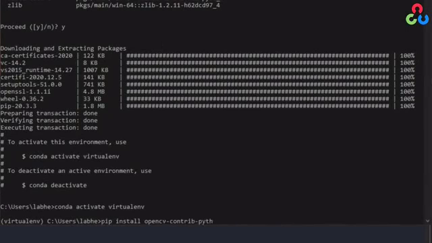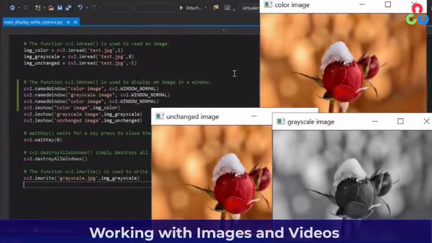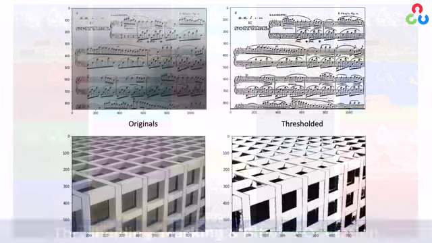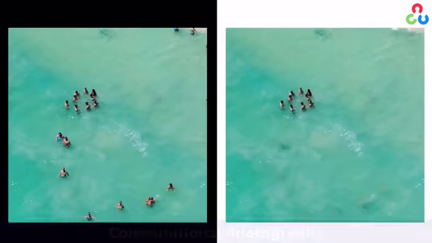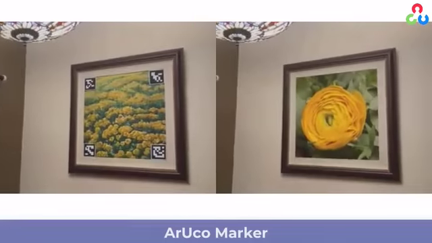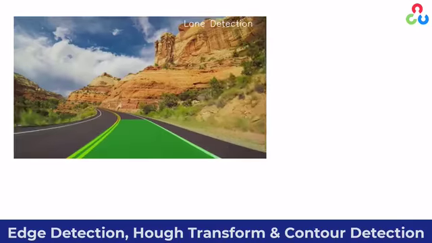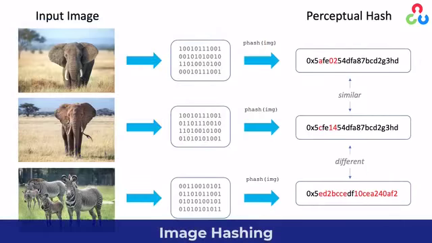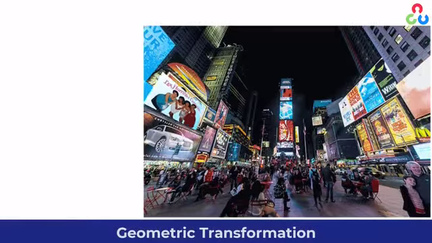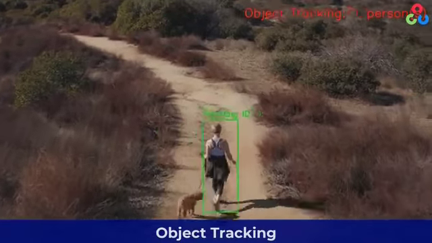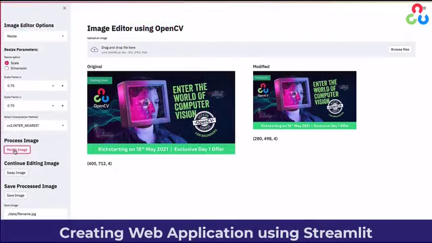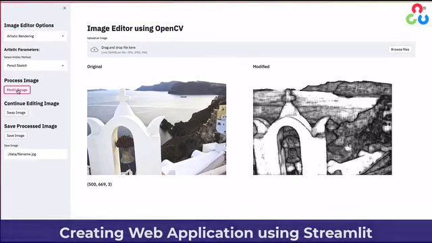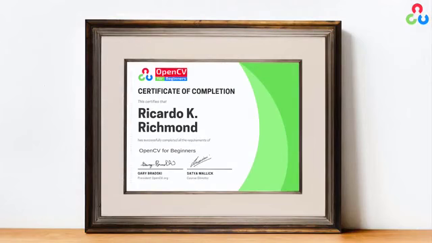The modules in this course cover a wide swath of computer vision topics, such as reading, displaying, and writing images and video, color channels and color spaces, image thresholding, masking and bitwise operation, image blending, image filtering using convolution, artistic rendering, computational photography including image restoration, Aruco markers in augmented reality, edge detection, Hough transforms, and contour detection, image hashing, working with different types of image data such as satellite imagery, geometric transformations including homography, object tracking and optical flow in videos, deep learning applications from face detection to human pose estimation, including text spotting and character recognition, and even the creation of a web-based application that will allow you to share and showcase your computer vision applications in social media.